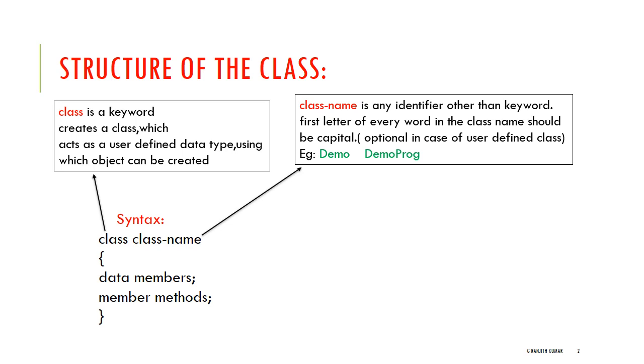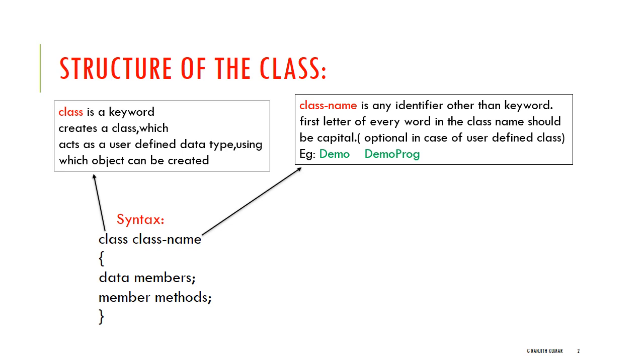For example, the class name is Demo. Demo is only one word, so the first letter of that word is a capital letter. If we use more than one word as part of the class name, then the first letter of every word should be a capital letter. For example, DemoProg, which I have taken here, with D capital and P capital.